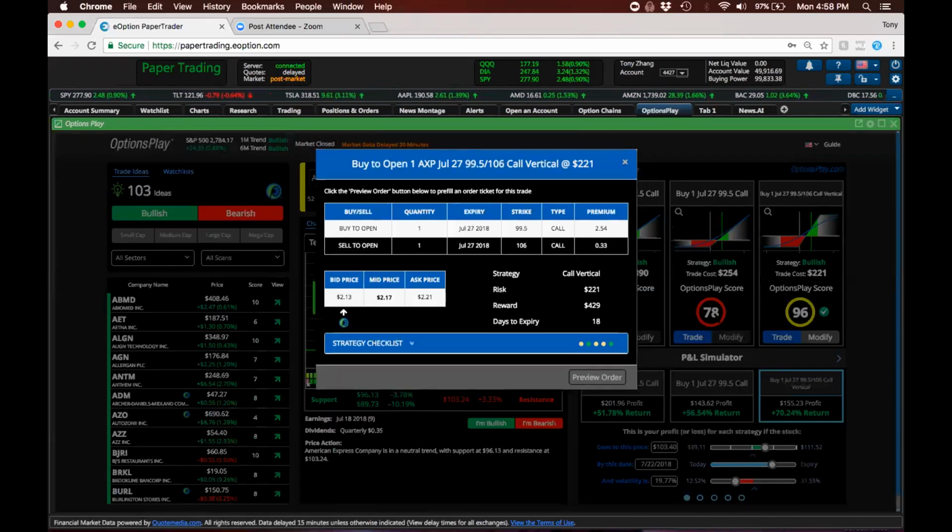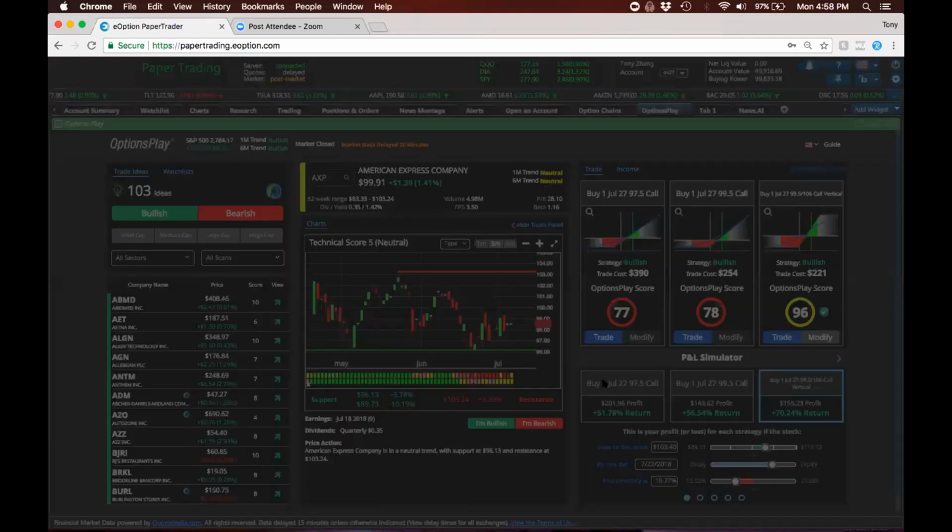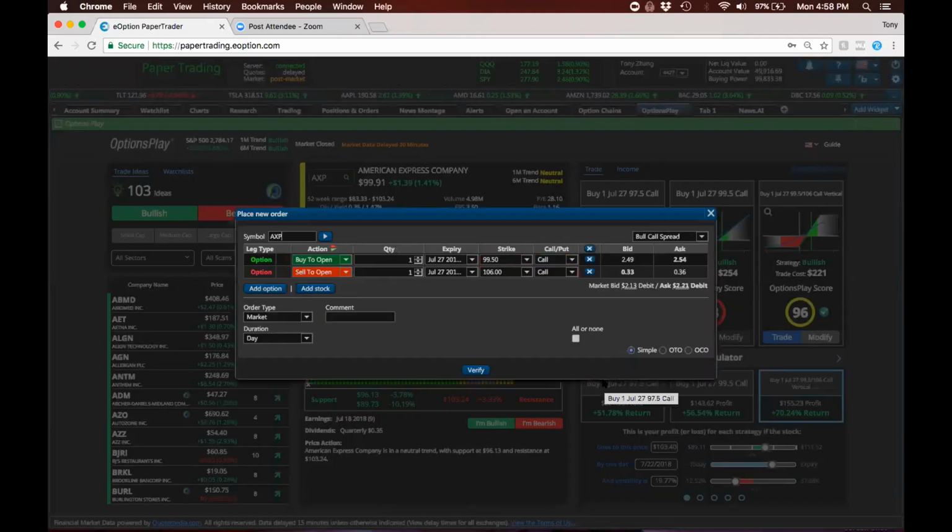And once you do that, clicking on the trade button allows you to preview that order, pre-fill that ticket, and send it off for execution whenever you're ready.